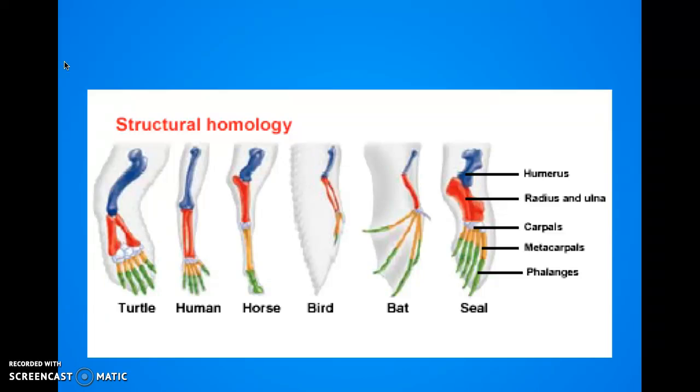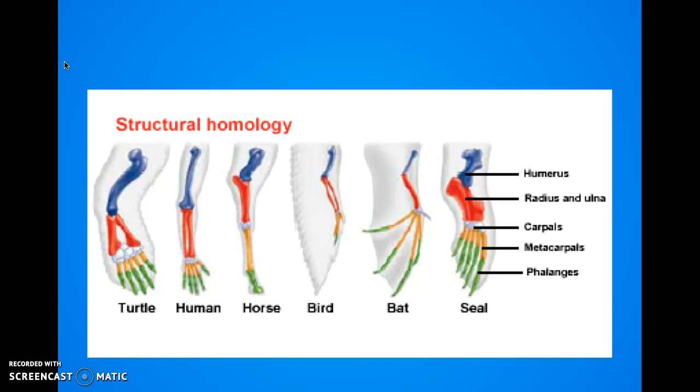We have a turtle, human, a horse, a bird, a bat, and a seal. As you can see by the color coding, all of these structures look very different, but they do have the same kind of structural function. The green are phalanges, which are fingers. Looking at all the fingers, they have a common similarity.